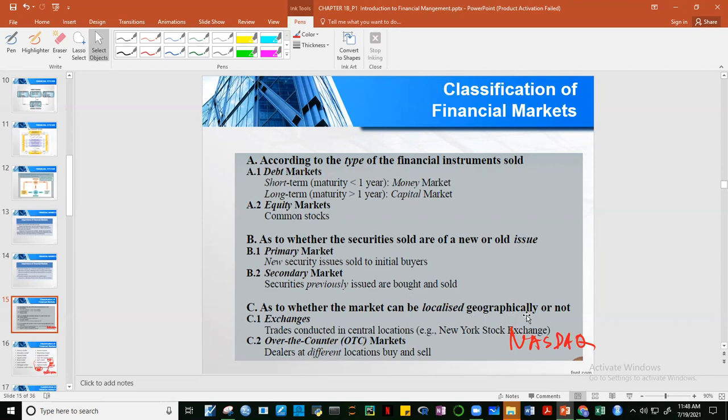Hindi siya localized geographically. So what's the meaning of Nasdaq, guys? Paki-chat nga kung ano ibig sabihin ng Nasdaq. And can you think of a stock that's listed in the Nasdaq? And give me an example also. May Philippine company ba na listed either sa Nasdaq or sa New York Stock Exchange? Okay, so those are some questions. Unahin muna natin Nasdaq. Anong ibig sabihin ng Nasdaq?